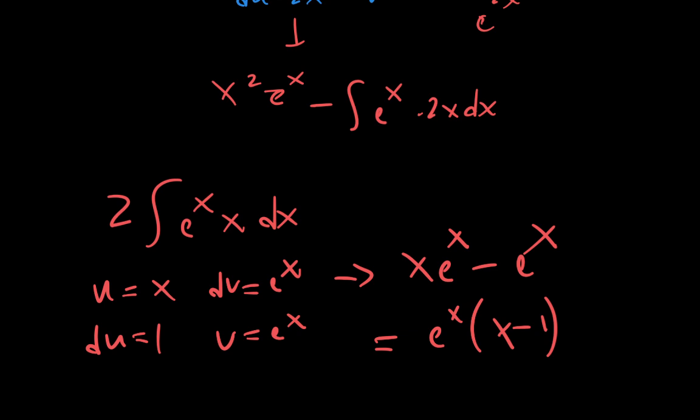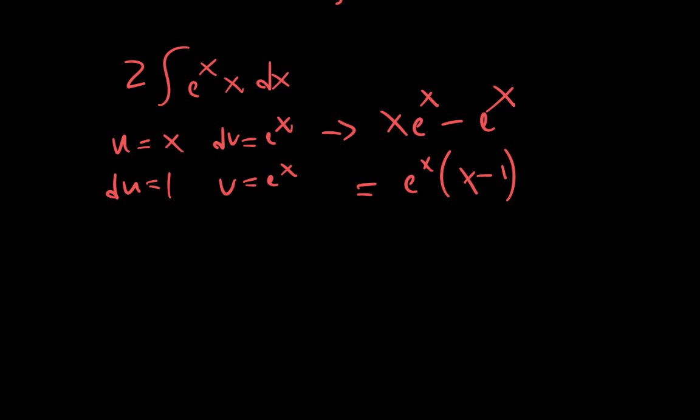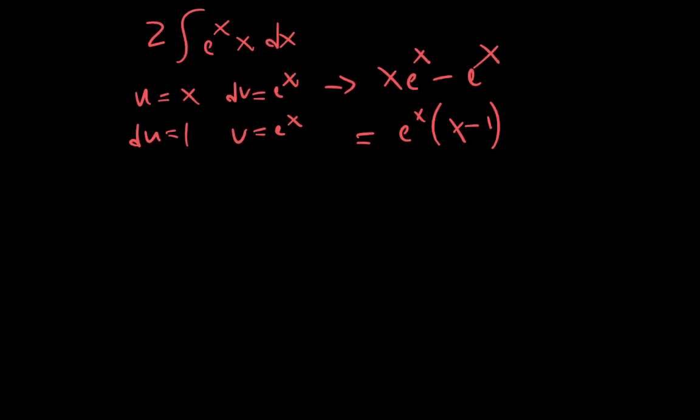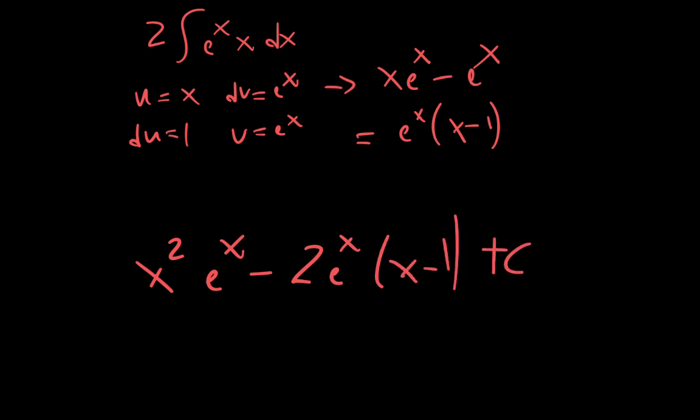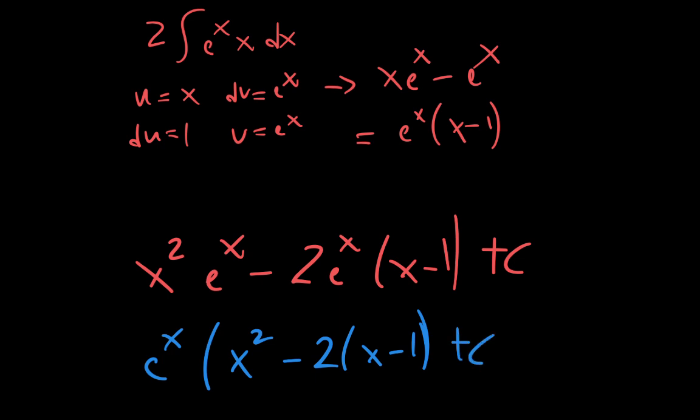And remember, that's getting multiplied by minus 2. So then our final integral would be x squared e to the x minus 2 e to the x times x minus 1 plus c. And we can actually pull out the e to the x times x squared minus 2 times x minus 1 plus c. And we can multiply that out, but it doesn't really matter.